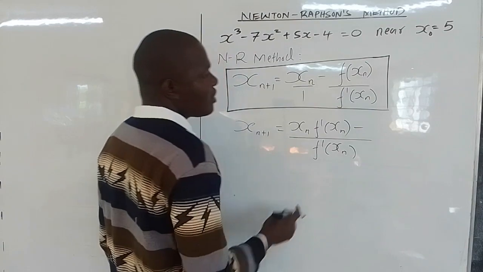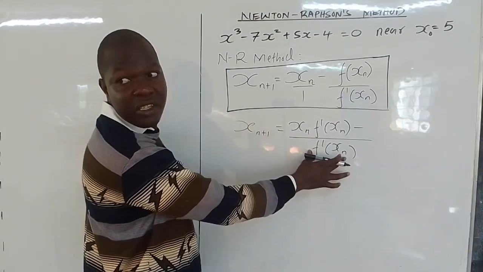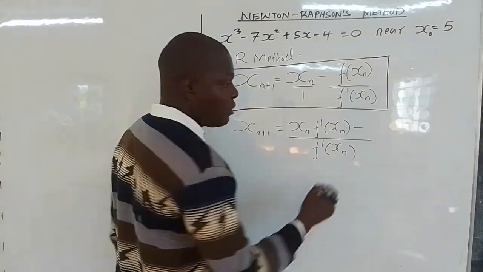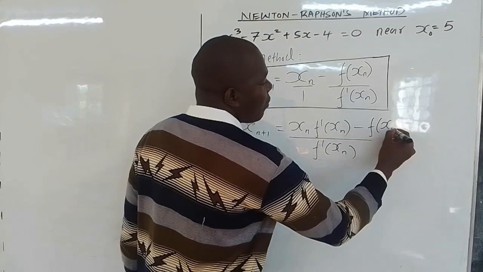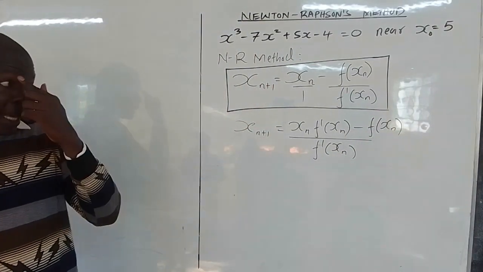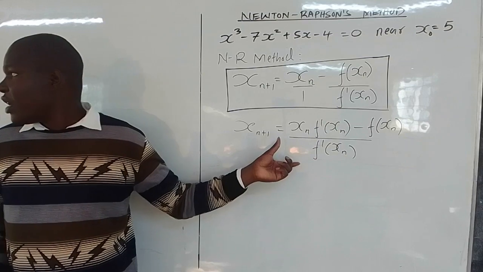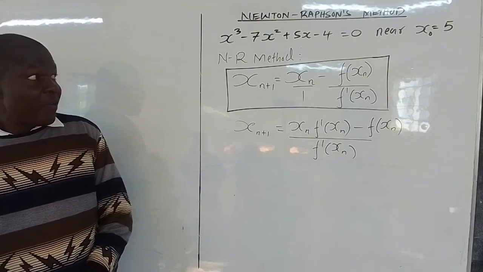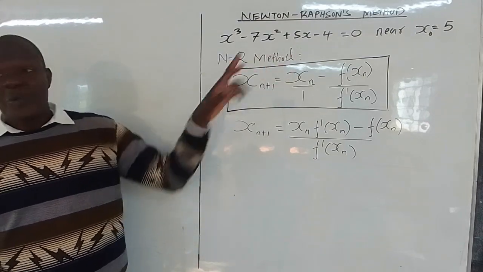Then it is minus f prime of xn goes here once, isn't it? 1 times f of xn, minus f of xn. Now this is the simplest form of the Newton-Raphson's formula. Now having gotten that, you go back to your equation, isn't it?